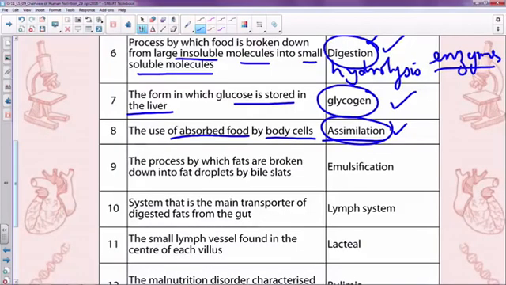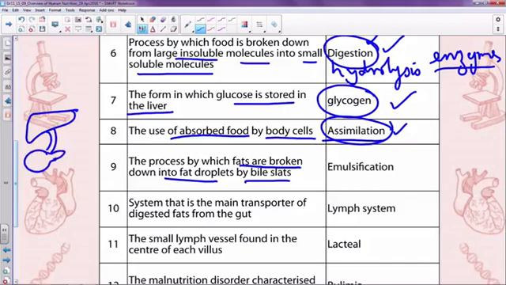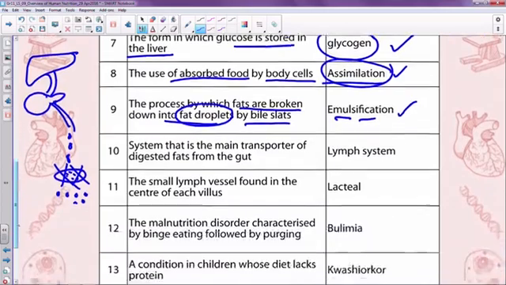Let's look at number 9, the process by which fats are broken down into fat droplets and bile salts. When the liver produces bile, that bile goes down into the gallbladder and is temporarily stored there. The gallbladder releases bile, and the bile will help to emulsify and break down the fat into smaller particles. That process, when fats are broken down into fat droplets by bile salts, is called emulsification. Quite an important term. Often you get this in your terminology.